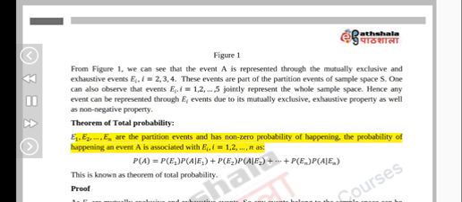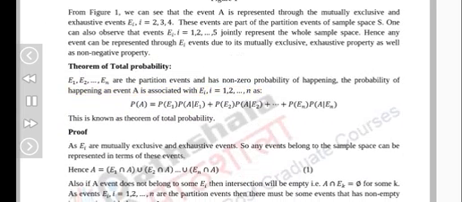E1, E2, ..., En are the partition events and have non-zero probability of happening. The probability of an event A, associated with Ei, i equals 1, 2, ..., n, is P(A) equals P(E1)P(A|E1) plus P(E2)P(A|E2) plus ... plus P(En)P(A|En). This is known as the theorem of total probability.